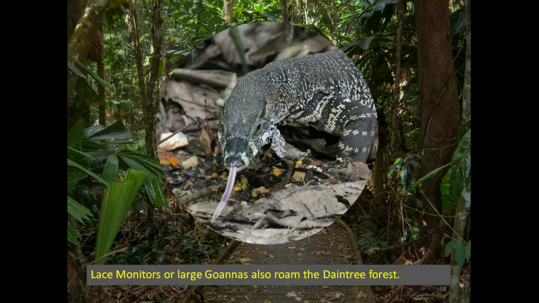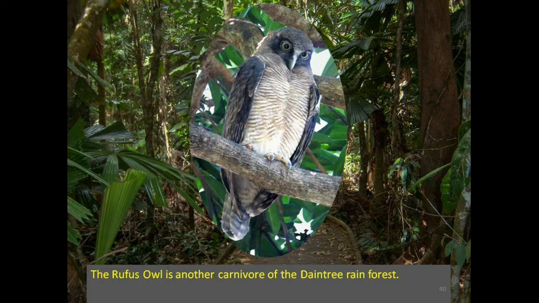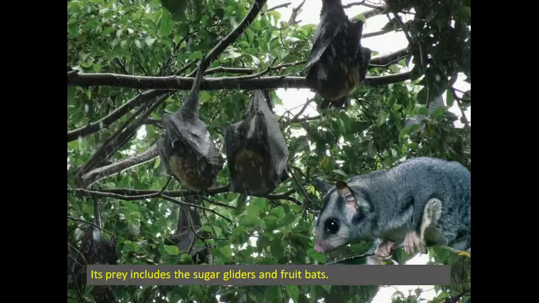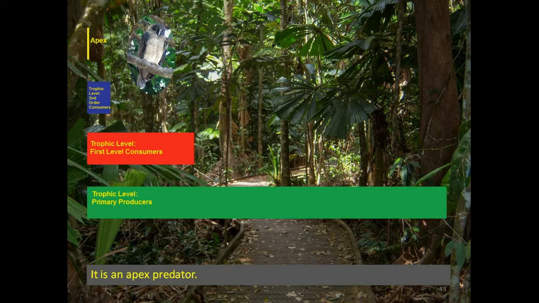Lace monitors or large goannas also roam the Daintree forest. Their diet includes eggs of crocodiles, insects, and the remains of dead animals that it can find among the leaves on the ground. The rufous owl is another carnivore of the Daintree forest. Its prey includes the sugar gliders and fruit bats. The rufous owl is a top predator in this community and as an adult is not preyed upon by any other animal. It is an apex predator.